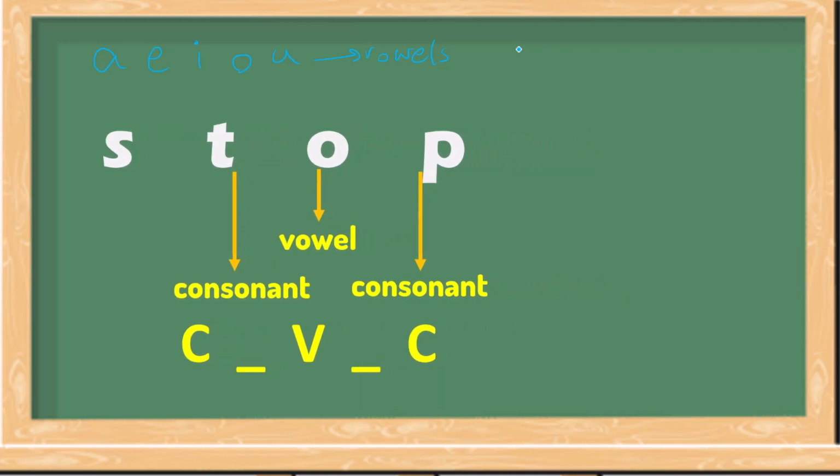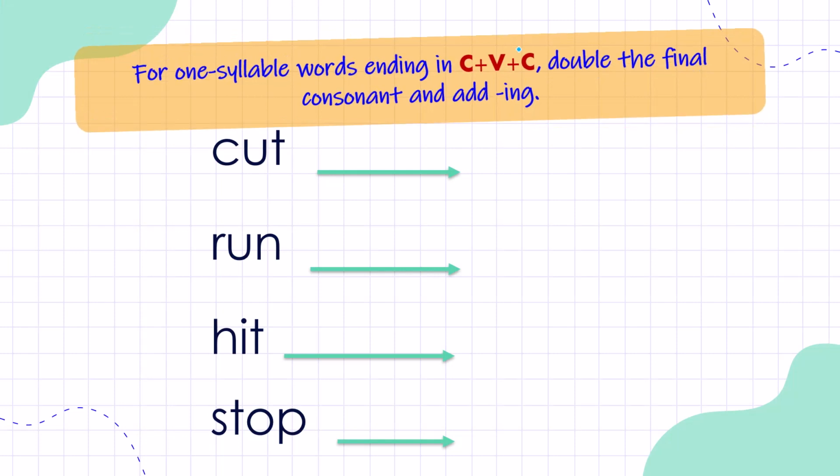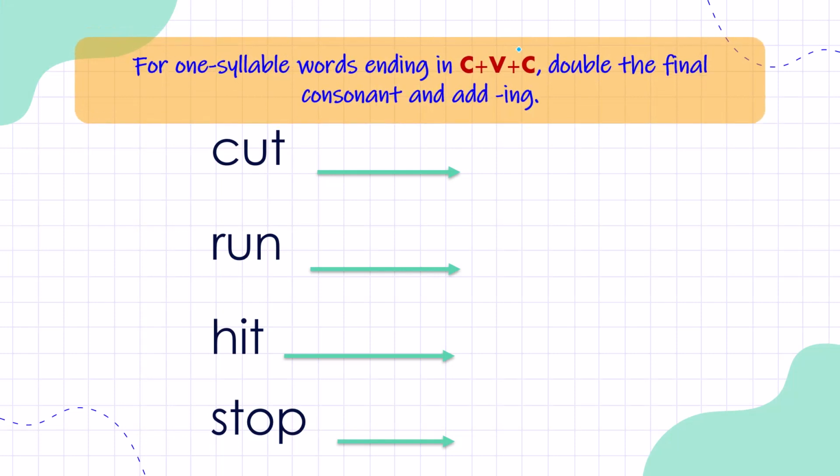Whenever this happens, we double the last letter, then we add ing. So the word stop with one P turns into stop with double P and ing. So, for the one-syllable words ending in CVC, double the final consonant and add ing. Like in the word cut, C-U-T. Whenever we change it into present continuous form, we double the last letter, which is T.